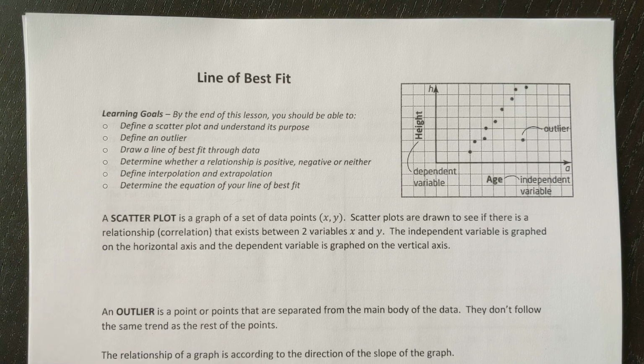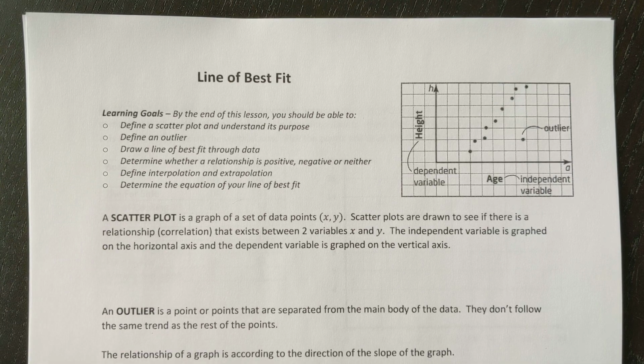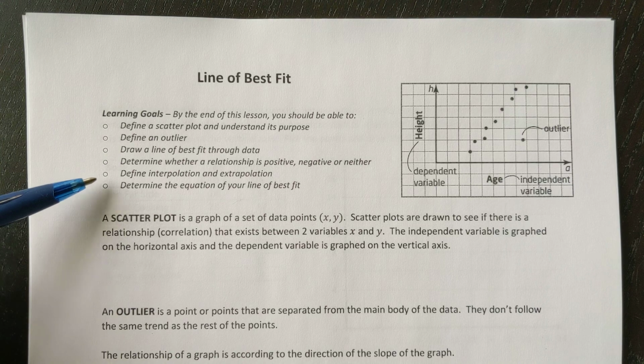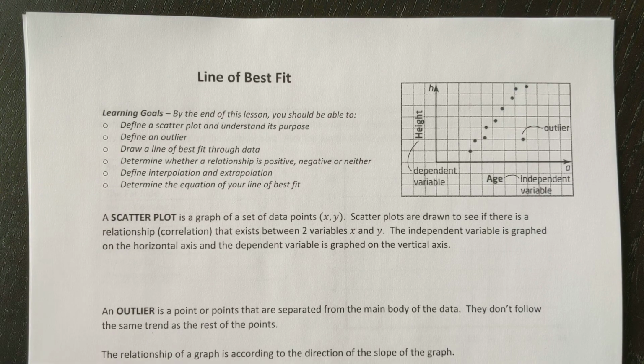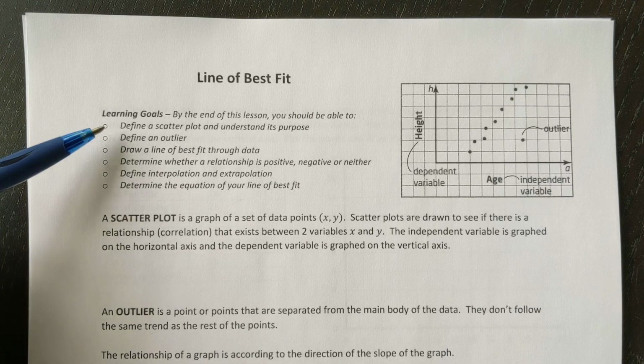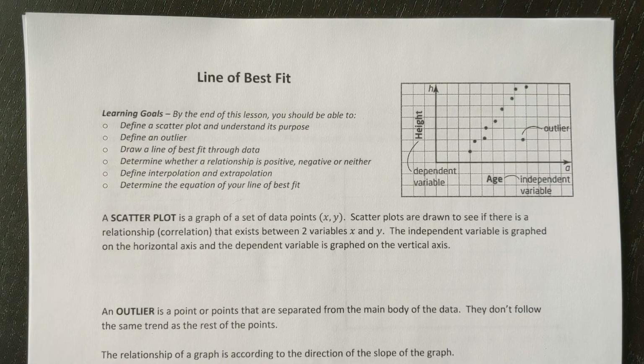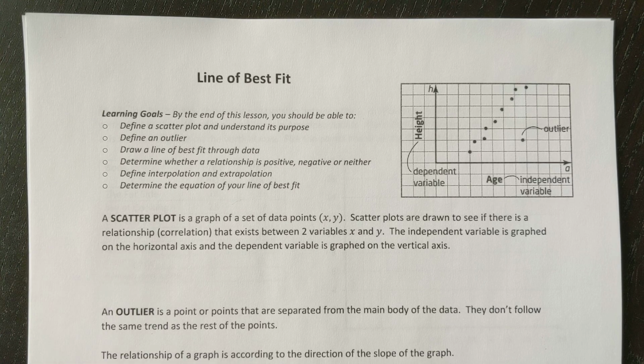4. Determine whether a relationship is positive, negative, or neither. 5. Define interpolation and extrapolation. And 6, determine the equation of your line of best fit. So quite a lot of lesson expectations for today. So let's get started. The first thing we were expected to do was define a scatter plot and understand its purpose. So let's read the first paragraph here.